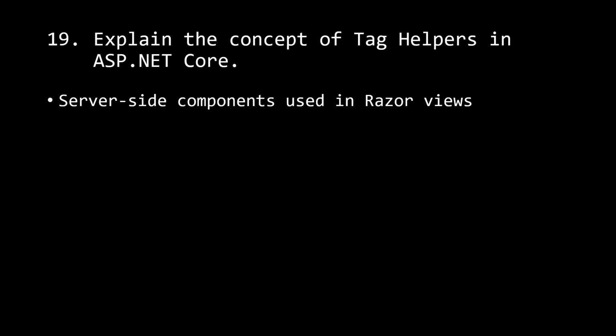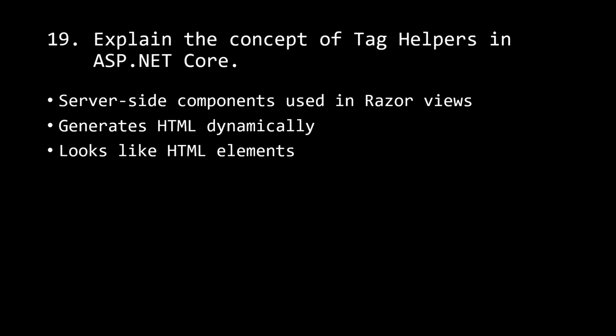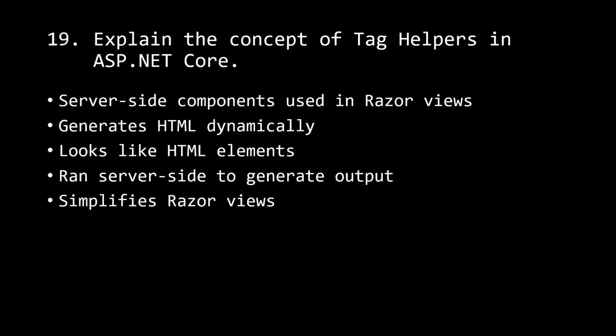Tag helpers are server-side components that are used in Razor views to dynamically generate HTML. They look a lot like HTML elements, but they run server-side code to generate the output. This simplifies the syntax and enhances the readability of Razor views.